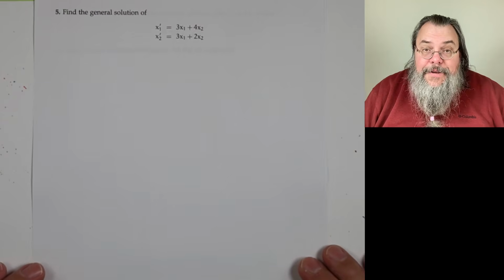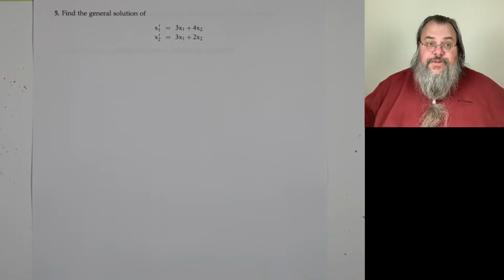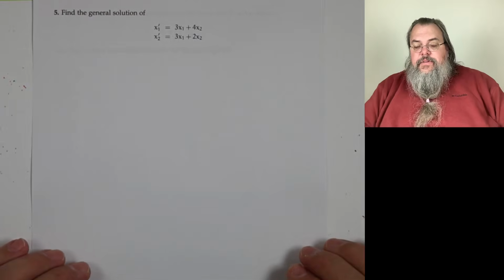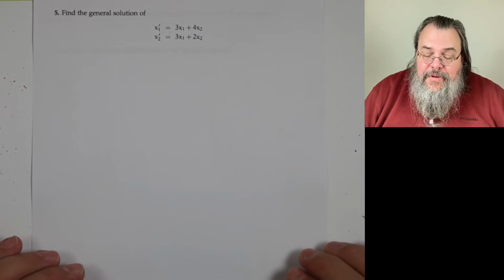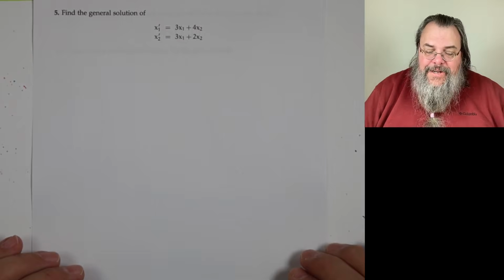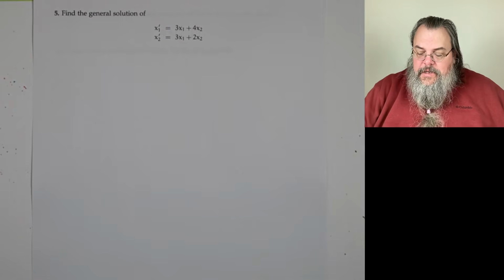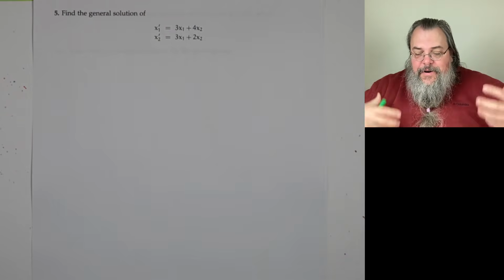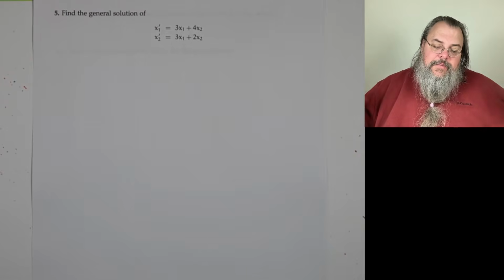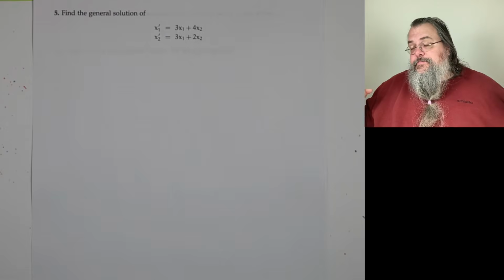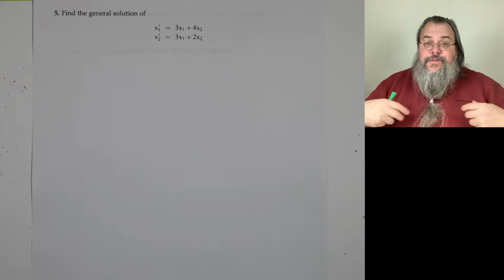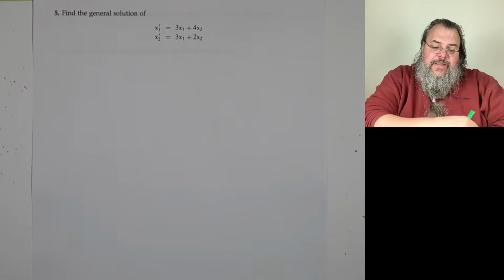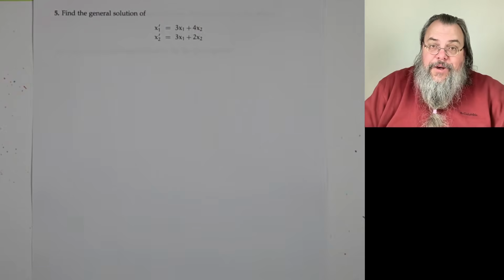Number 5. Find the general solution. We have x1 prime equals 3x1 plus 4x2, x2 prime equals 3x1 plus 2x2. All right, well, for this one, what can we do? We can go back and use the D-operator arguments, things we were talking about at the very beginning. That's perfectly valid. We can do substitution. That works. I like matrix techniques because matrix techniques make things work really well.